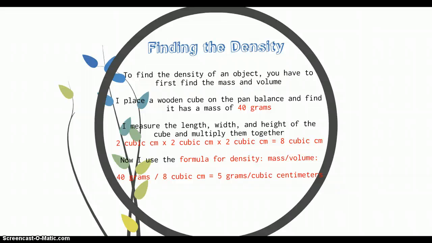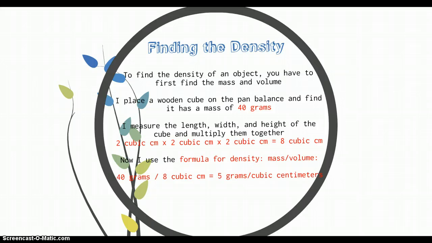Next, I'm going to measure length, width, and height of the cube and multiply them together. So since it's a cube, all the sides are the same. So I found each side to be 2 centimeters. So 2 times 2 times 2 equals 8 cubic centimeters.